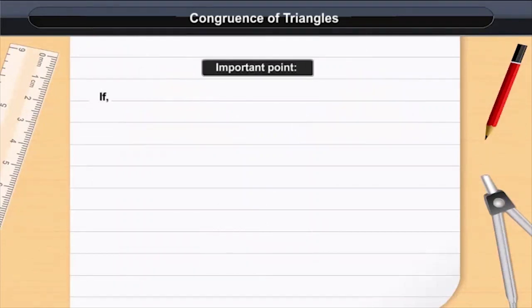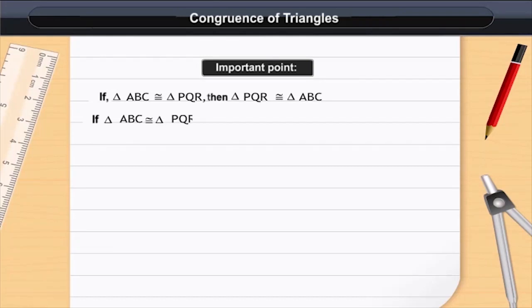Important point: if triangle ABC is congruent to triangle PQR, then triangle PQR will be congruent to triangle ABC. If triangle ABC is congruent to triangle PQR and triangle PQR is congruent to triangle XYZ, then triangle ABC will be congruent to triangle XYZ.